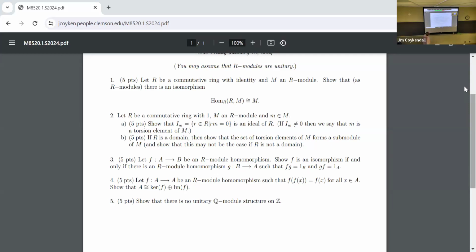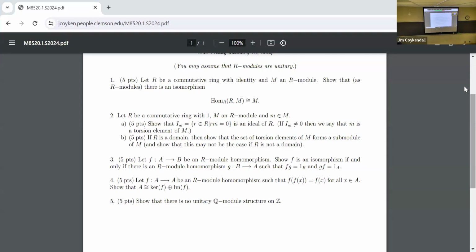B, if R is a domain, show the set of torsion elements of M forms a submodule of M. And show that if R is not a domain, this may not be the case, right? So that's kind of an important one right there. What do you mean by domain here? An integral domain, so a commutative ring with identity that has no non-zero zero divisors.